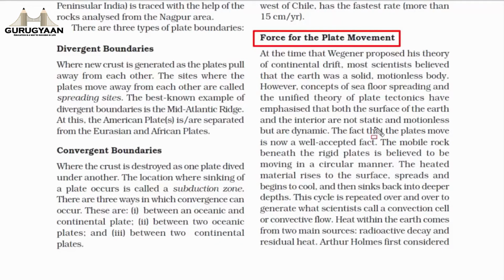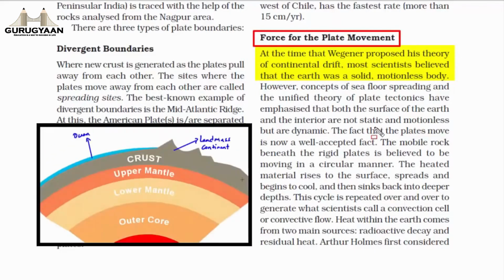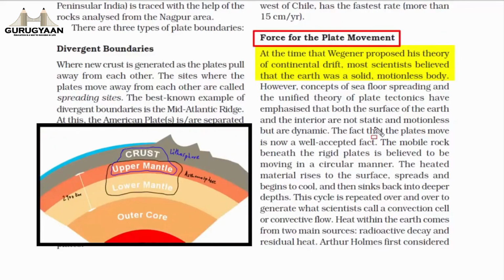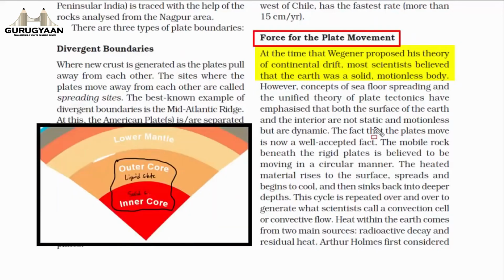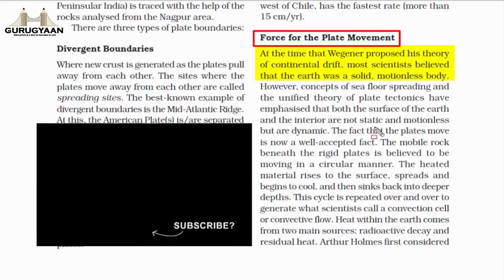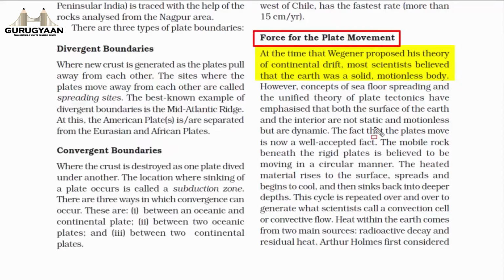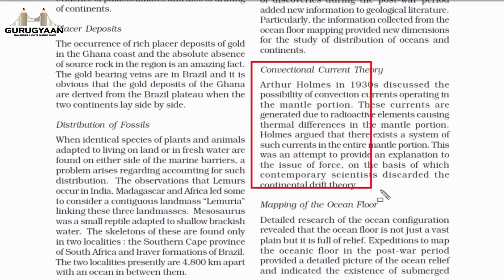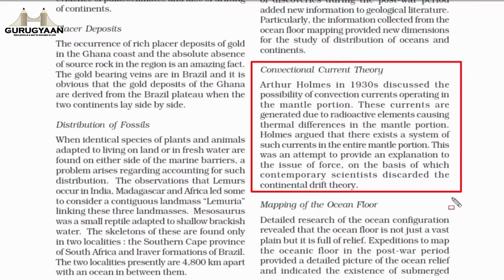So when we see Earth, we see this round solid body floating in space, right? But I want you to know this solid body is not motionless. If you have seen my video on different layers of Earth, in that I have explained the mantle consists of molten rock and how this magma moves in a circular manner, making the upper mantle a weak layer. And from this weak layer, often heated material rises to the surface, spreads and then sinks back again. This cycle keeps repeating over and over to generate what scientists call a convection cell or convective flow. Again, you can go back and look at the convectional current theory that we discussed under post-drift studies.